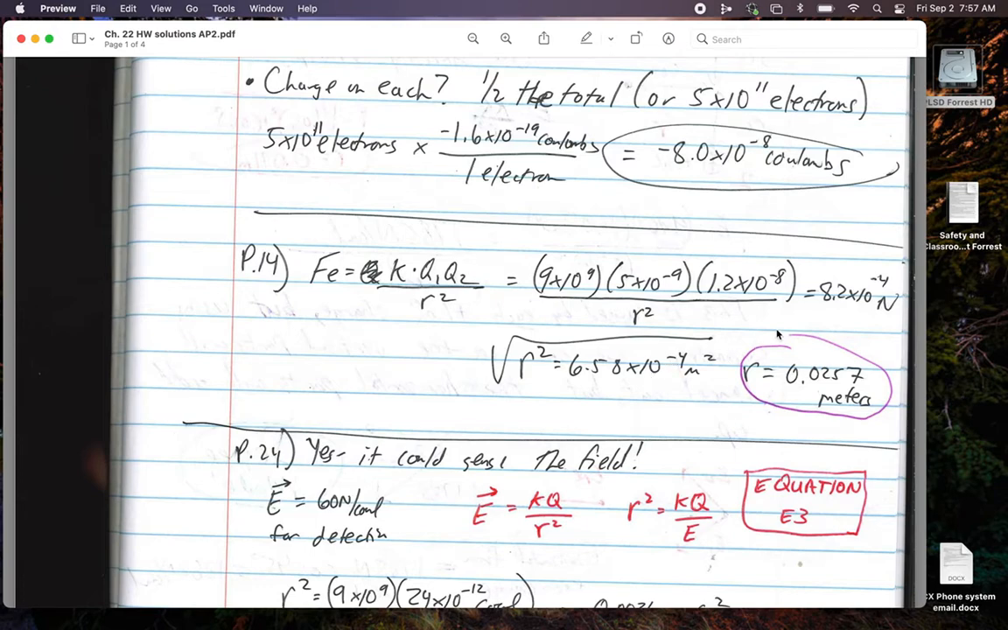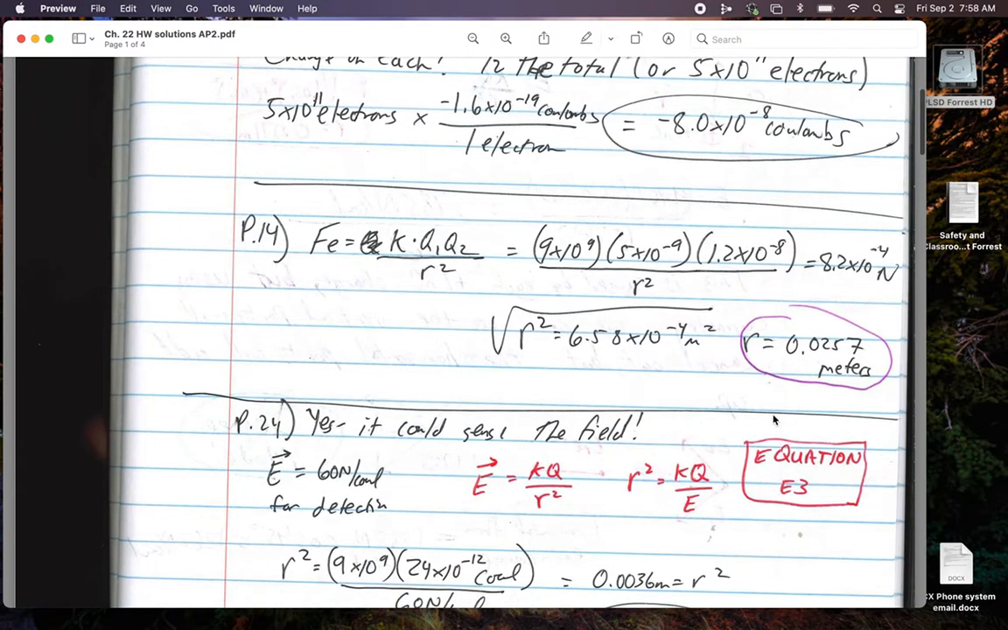So obviously these would have like charges, either both negative or both positive. That doesn't matter. So you have the force here. I have all this information in the numerator of Coulomb's law equation. I need to solve for R. So I basically take this, divide it by 8.2 times 10 to the negative 4th. That gets me R squared. Take the square root of that, and that gets me 2.57 centimeters. Or in standard units, which I prefer, 0.0257 meters.